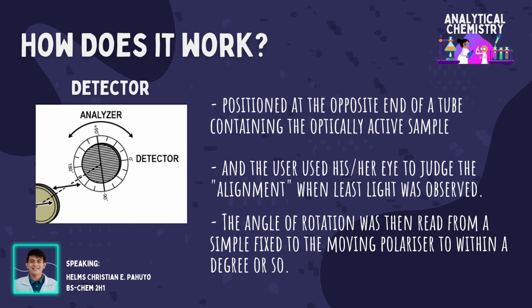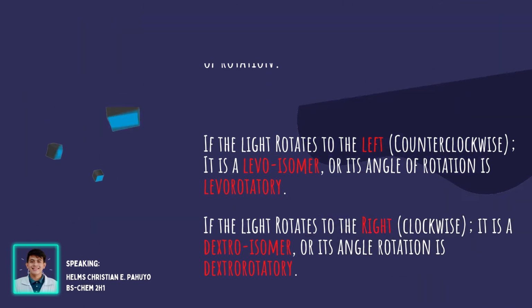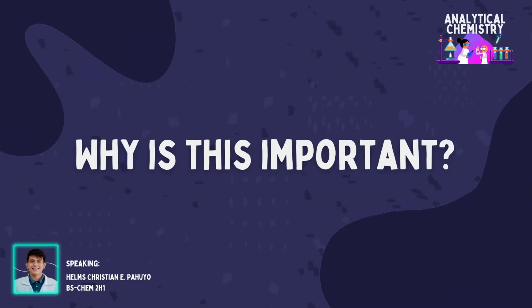The angle of rotation was then read from a scale fixed to the moving polarizer to within a degree or so. The amount of light rotating is known as angle of rotation. If the light rotates to the left or in an anti-clockwise manner, it is a levo-isomer, or its angle of rotation is levorotatory. And if it rotates to the right or in a clockwise manner, it is a dextro-isomer, or its angle of rotation is dextrorotatory. Why is this important?